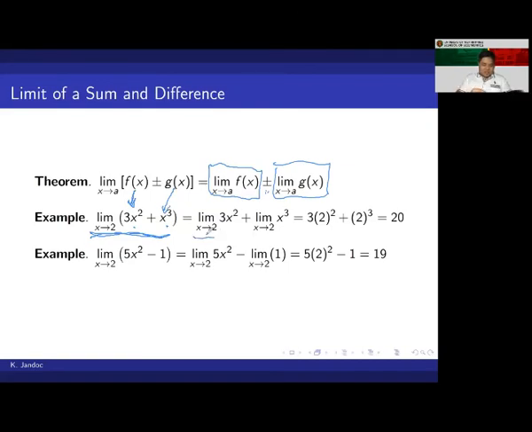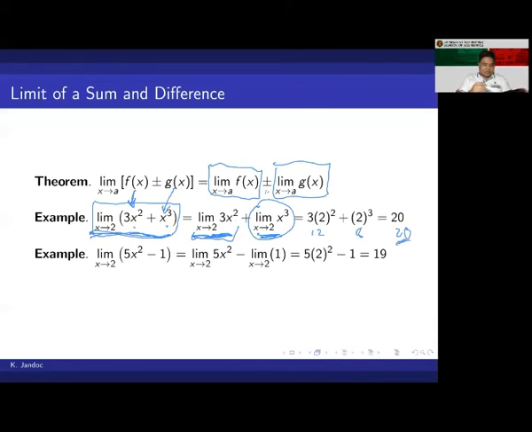You just get the limit of 3x squared first as x approaches 2, and then the limit of x cubed as x approaches 2. As x approaches 2, this limit approaches 4 times 3, which is 12. And this limit over here approaches 2 raised to 3, which is 8. So this is equal to 20. So the limit of this function as x approaches 2 is 20.